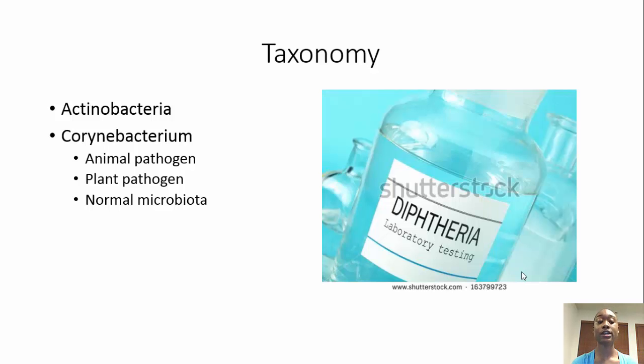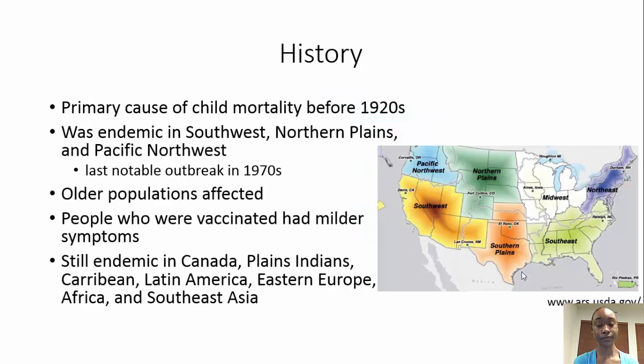It can infect animals and plants, and it can also be a part of your normal microbiota. So as for the history of diphtheria, diphtheria used to be the primary cause of child mortality before the 1920s, and that's actually when the vaccine was introduced. And it was prevalent in this area right here, the Pacific Northwest, Northern Plains, and the Southwest.